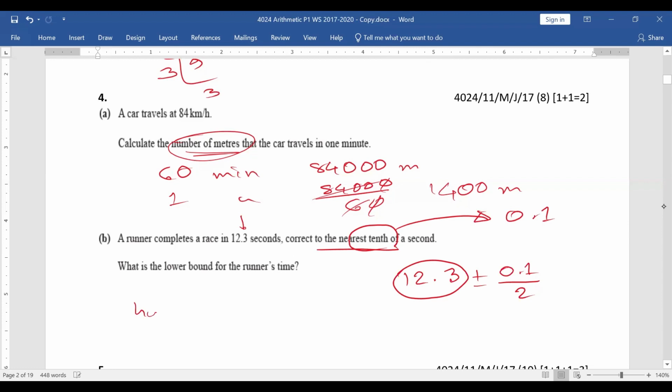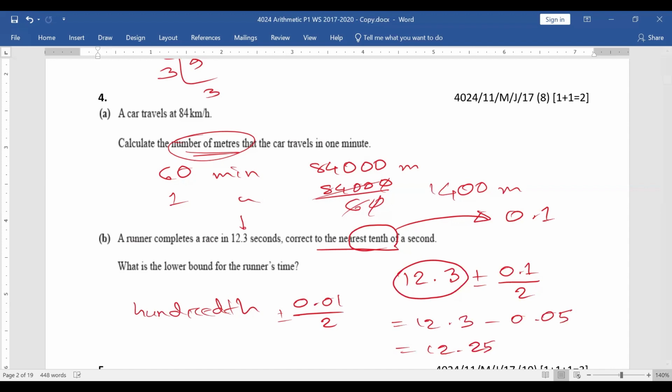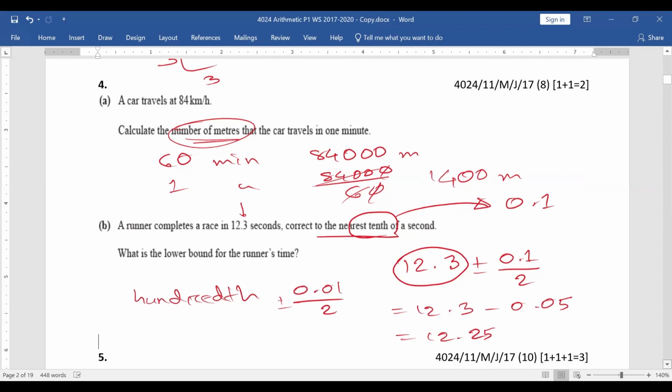If it said nearest hundredth, then we would take 0.01 divided by 2, plus or minus, and so on. So 0.1 by 2 is 0.05. So for the lower bound, 12.3 minus 0.05 means 12.25, and the upper bound will be 12.35.